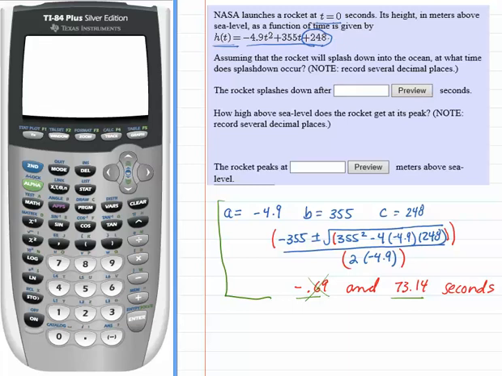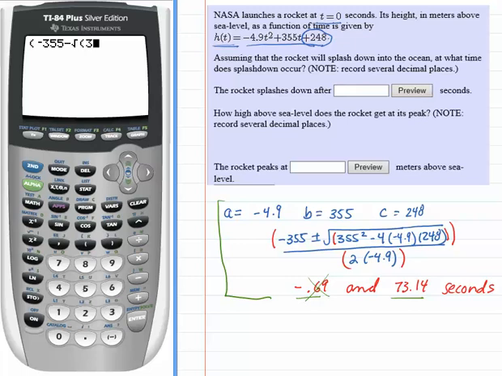Okay, you have to be careful with parentheses here. We have to put parentheses around the numerator. So we've got left parenthesis, negative 355, plus and minus. I'm going to do the minus one because that's the one that gives me the answer that makes sense. Then the square root, so I have to get the square root in here. On my calculator, it puts one parenthesis in there already.